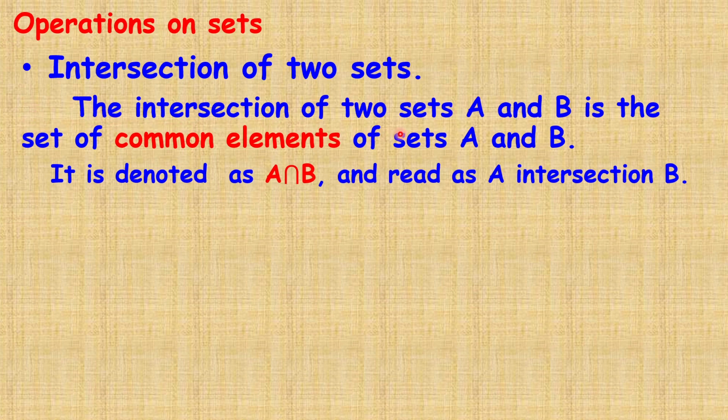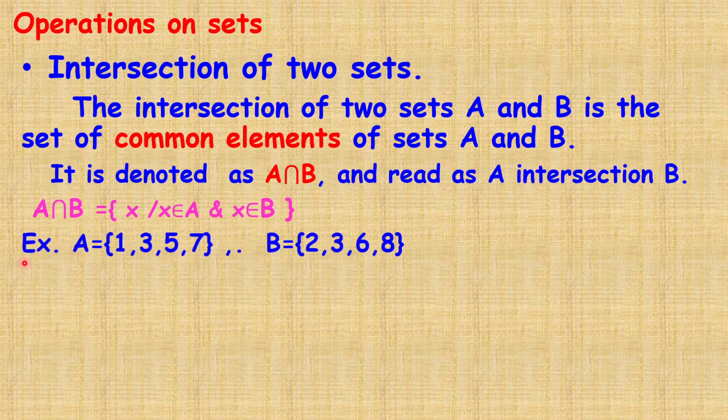The intersection of two sets A and B is the set of common elements of sets A and B. It is denoted as A intersection B and read as A intersection B. The sign of intersection is this. Here, set A intersection set B is equal to the set whose elements are the common elements in set A and set B.